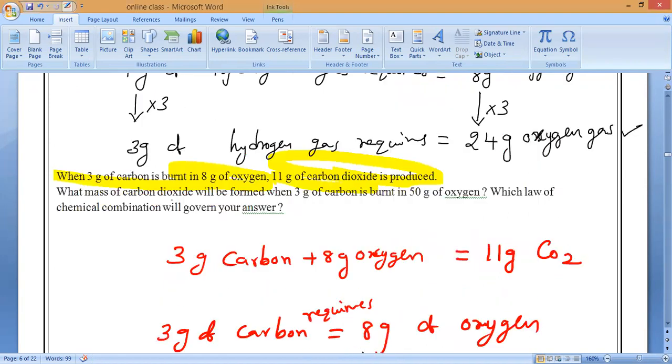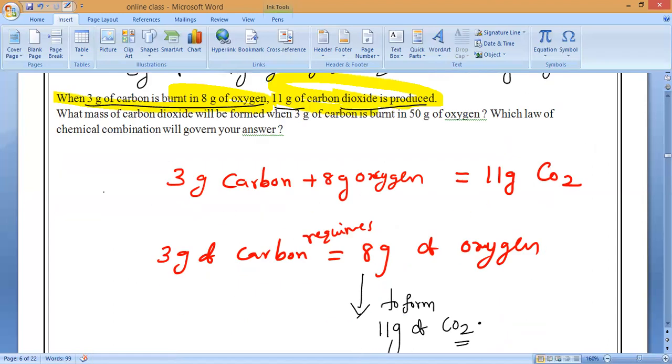So they are saying that 3 grams of carbon is burnt in 8 grams of oxygen. Means for burning of 3 grams of carbon, how many grams of oxygen is required? Open your mouth. Gokul, Akilan. For burning 3 grams of carbon, how many grams of oxygen is required for us? That is what I am asking. 8 grams of oxygen. So that it will produce how many grams? 11 grams of carbon dioxide.